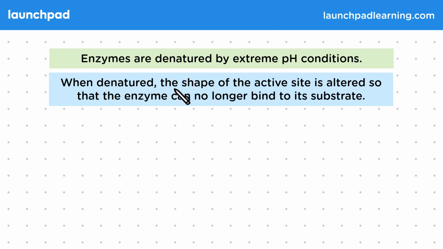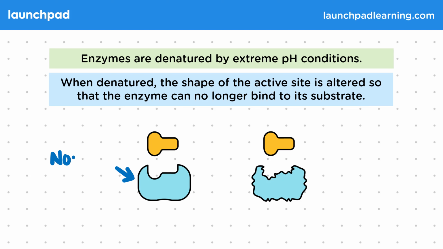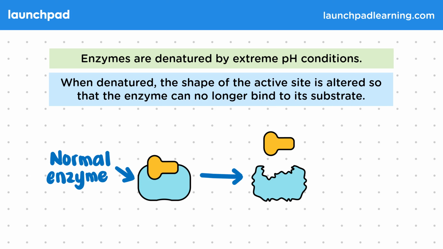Remember, when denatured, the shape of the active site is altered so that the enzyme can no longer bind to its substrate. On the left-hand side here, you can see a normal enzyme. The active site still fits the shape of the substrate. However, if we were to expose this normal enzyme to very high or very low pHs, we would end up with a denatured enzyme.